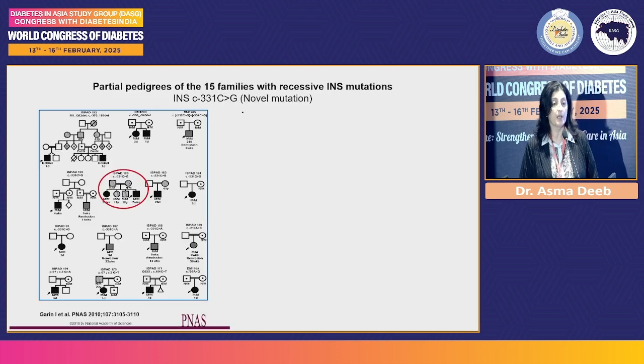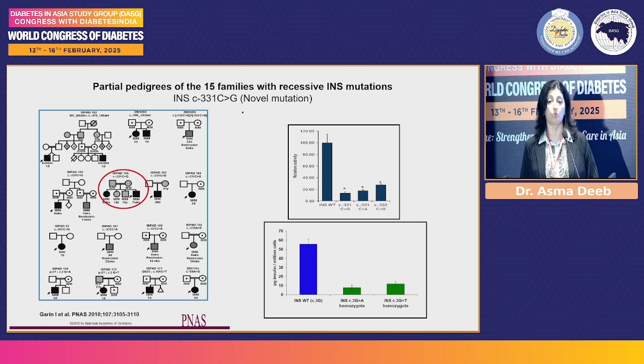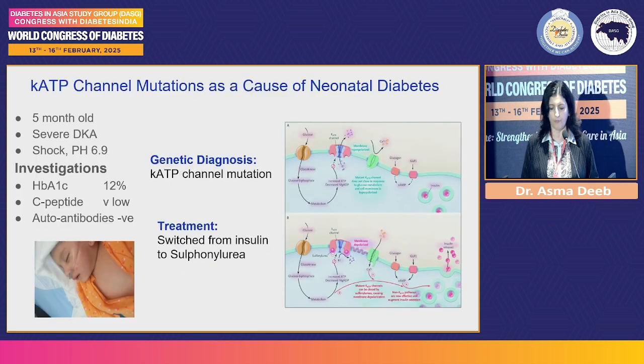A similar scenario in another child who also presented early with undetectable C-peptide, a very similar story and a positive family history. So this is another cause of neonatal diabetes, that is insulin gene mutation. Very similar presentation, but a completely different reason. Some in vitro functional studies show that the gene expression is very low, as well as production of insulin.